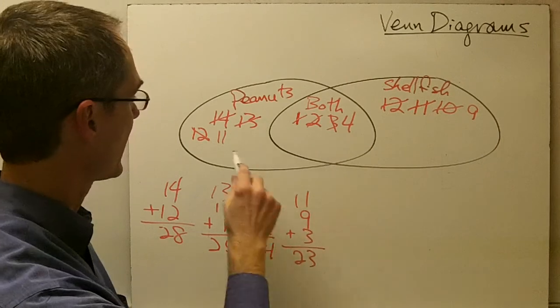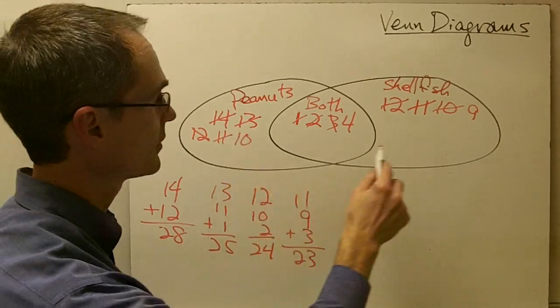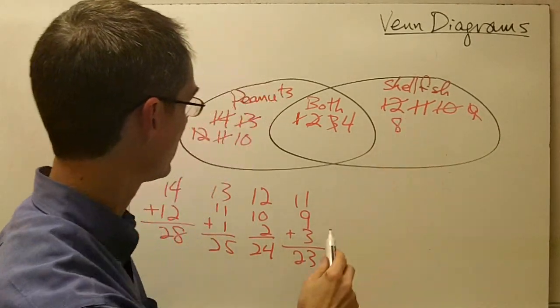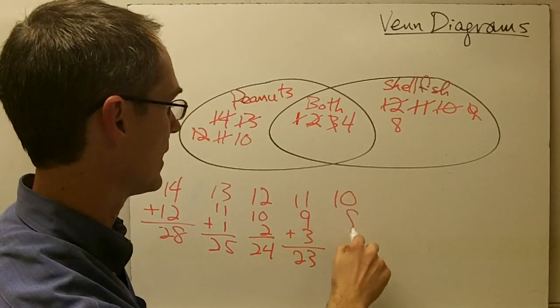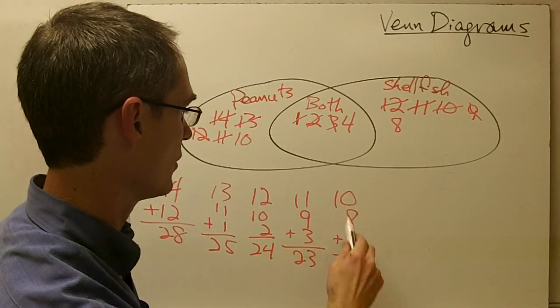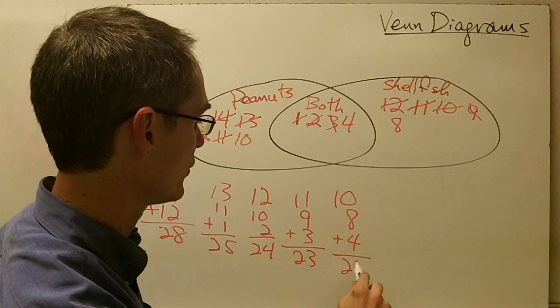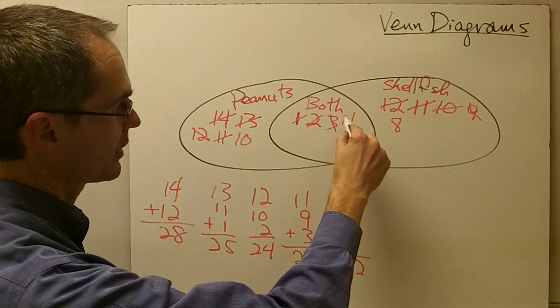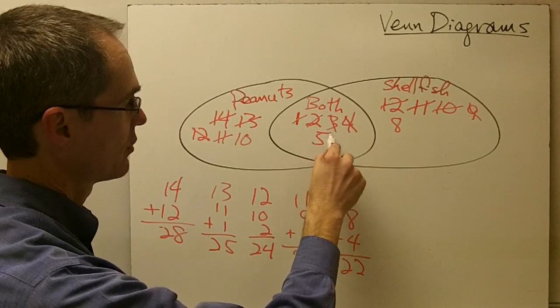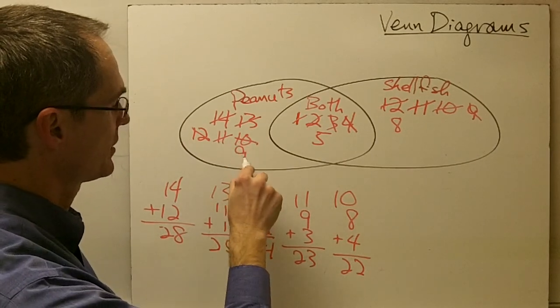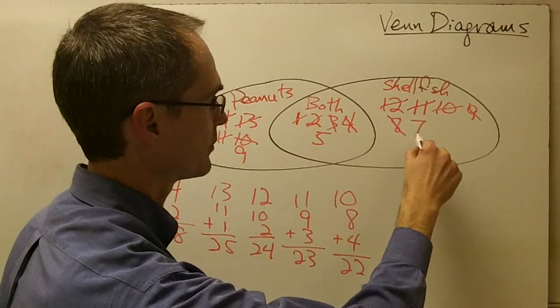Add one more to the both category, subtract another one here, subtract another one here. Now I'm at 10, 8, and 4. Let's see, 18, 22. I think I see where this is going. I think if I add one more to the both category, I have to subtract that one from here, and I have to subtract that one from here.